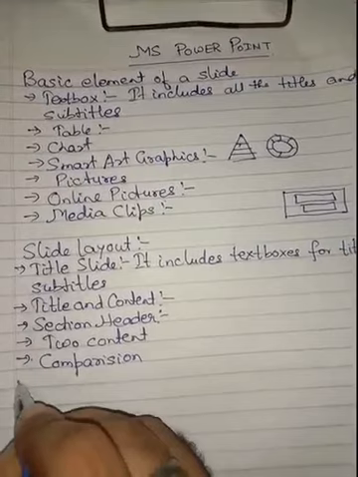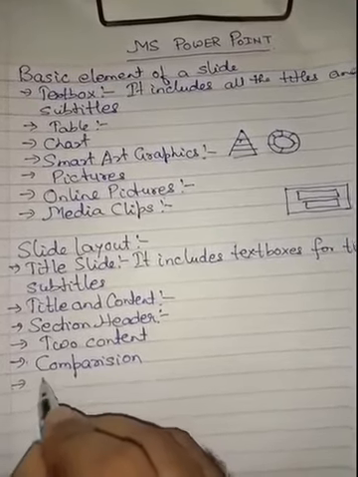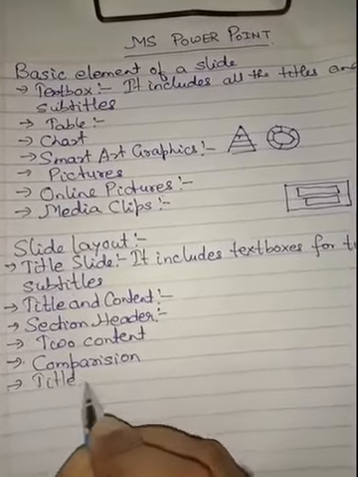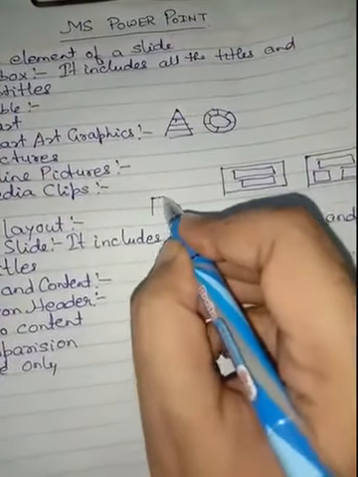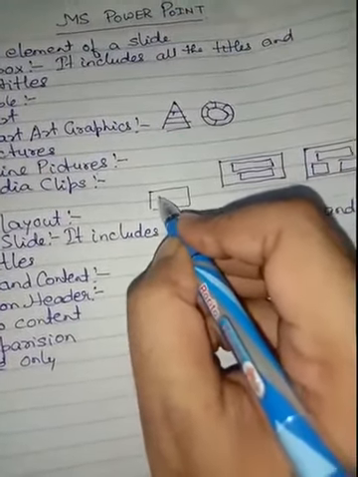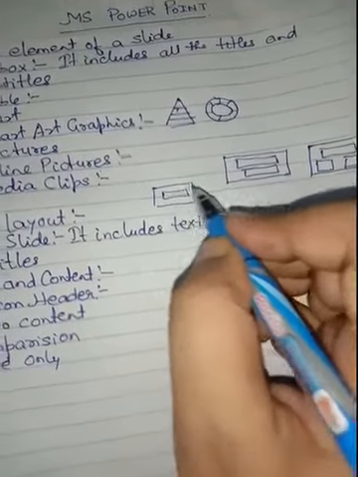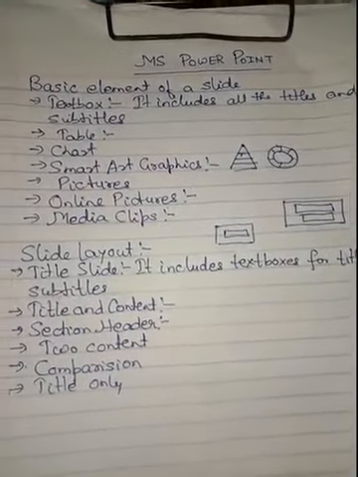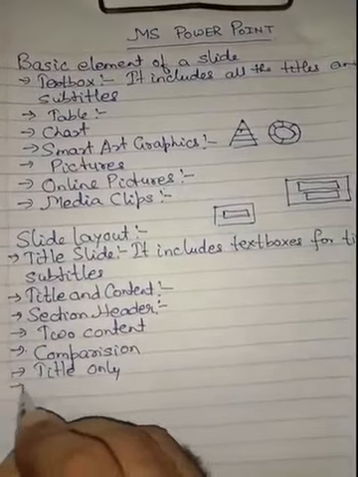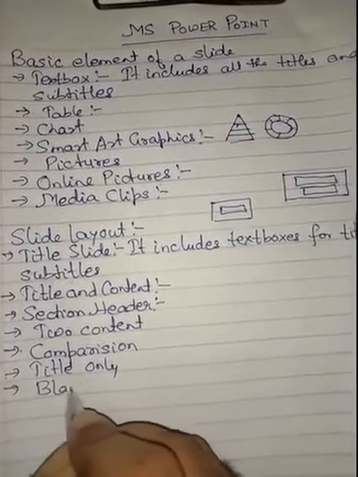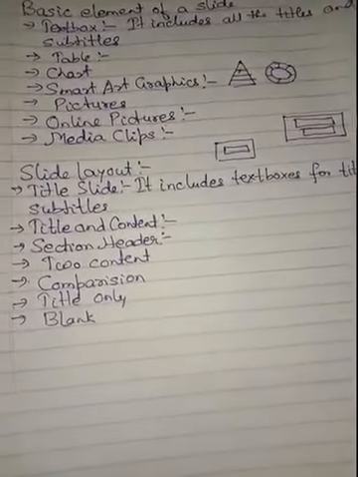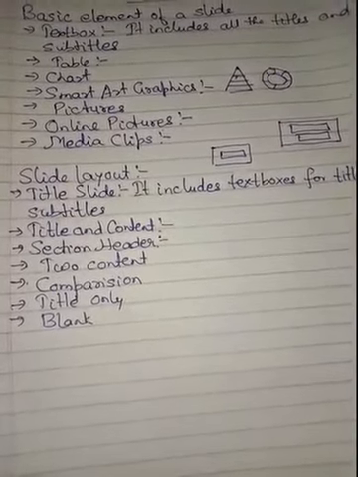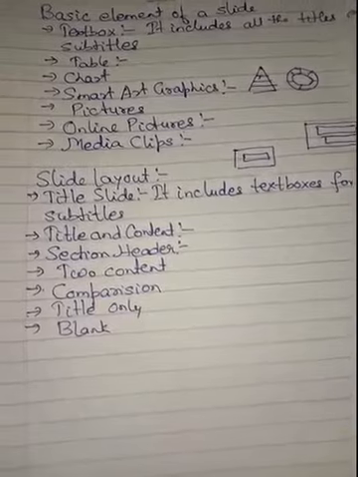Next we have title only. Title only. So here we will have a slide. Suppose this is the slide and we will have only one text box for entering the title only. Next we will be having blank layout, where it does not have any text box. So we have to insert the text boxes when we create the slide.